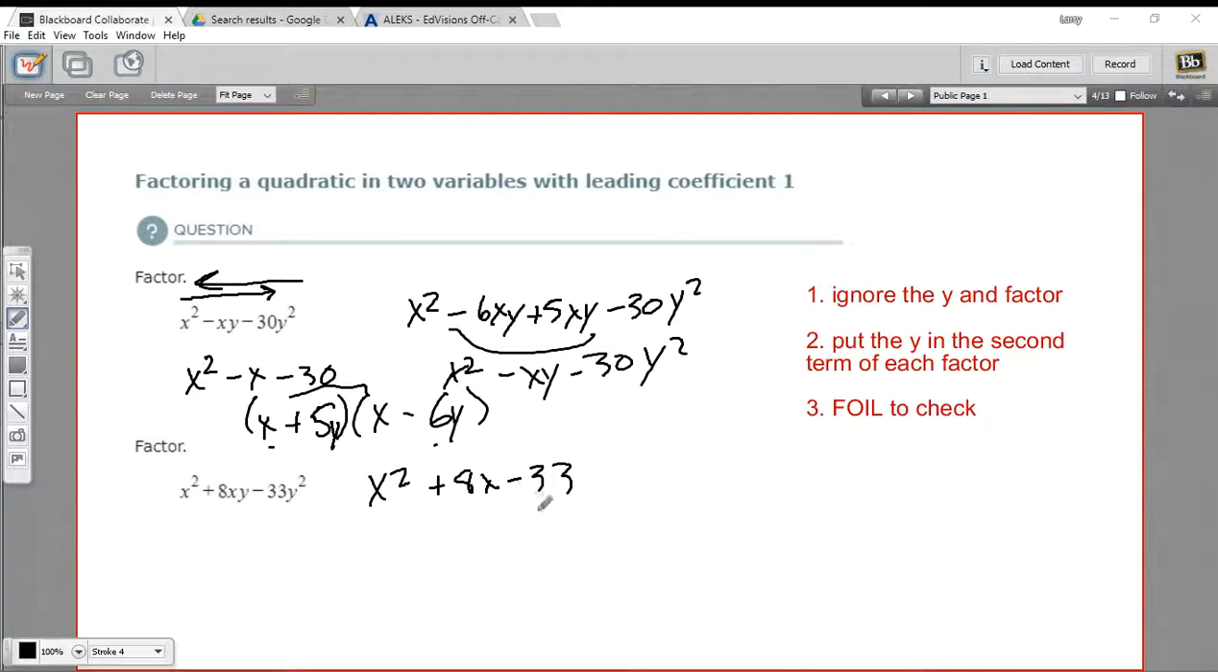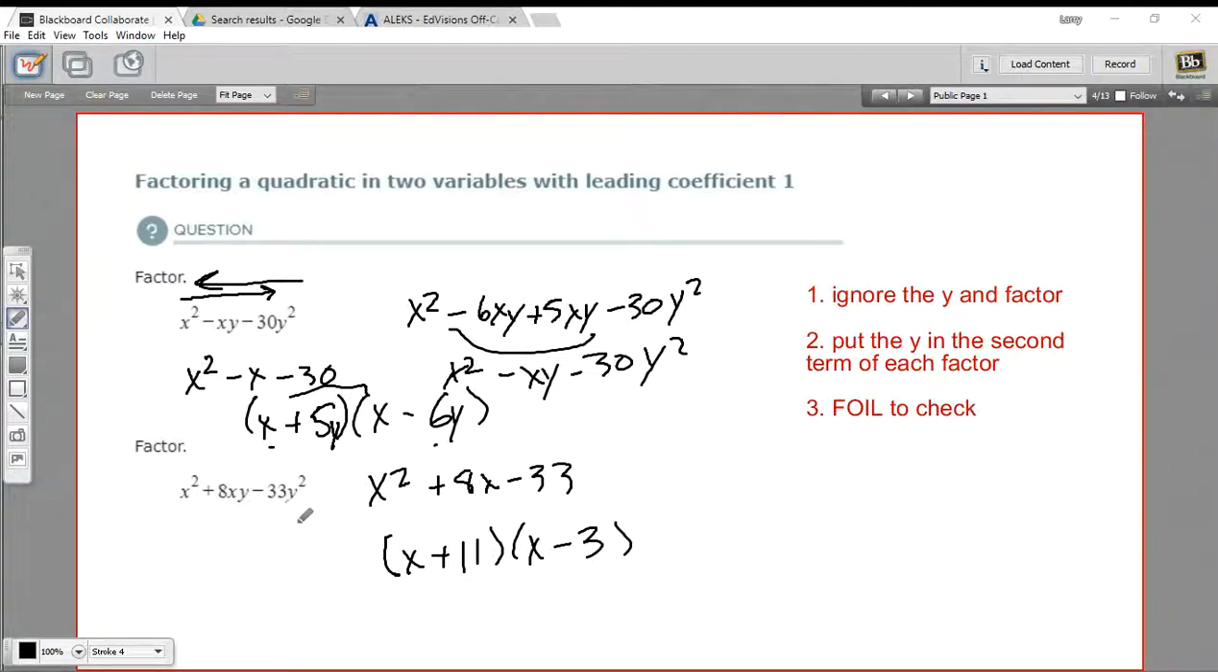Well, our choices here, we've got a negative, so we're going to have one positive and one negative again. We don't have a lot of factors of 33. It looks like it has to be 11 and 3. 3 times 11 is 33. So if I make the 3 negative and the 11 positive, 11 minus 3, that adds up to 8. It multiplies out to negative 33, so that looks right.